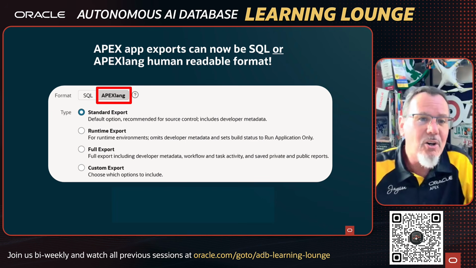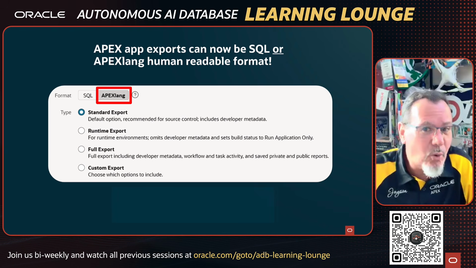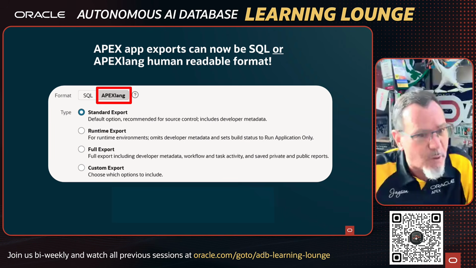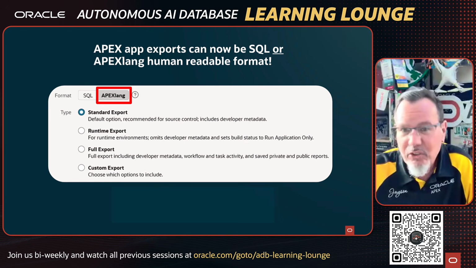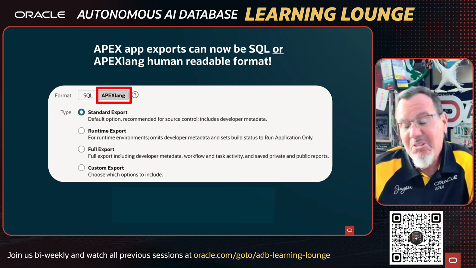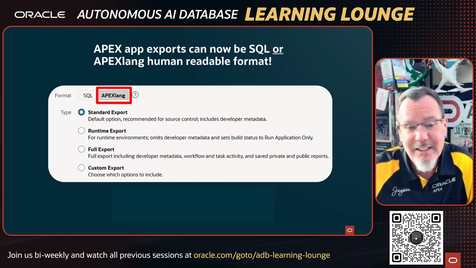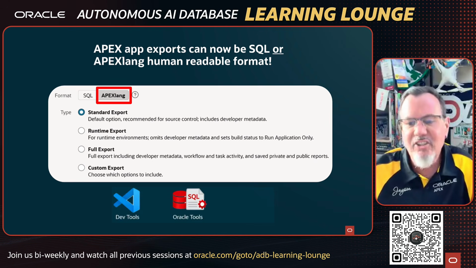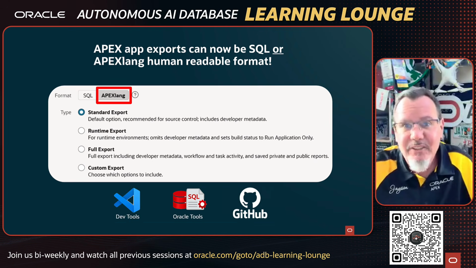Well, now Apex app exports can be not only SQL format, they can be APEXlang human readable format. That is the default. And then you can source control those files. They become file system .apx files, whether you're using Mac or Windows. And then you can source control them with your favorite source control management tool like Git, right? So you can use VS Code, use all the Oracle tools, the extensions, and GitHub to complete the development cycle.